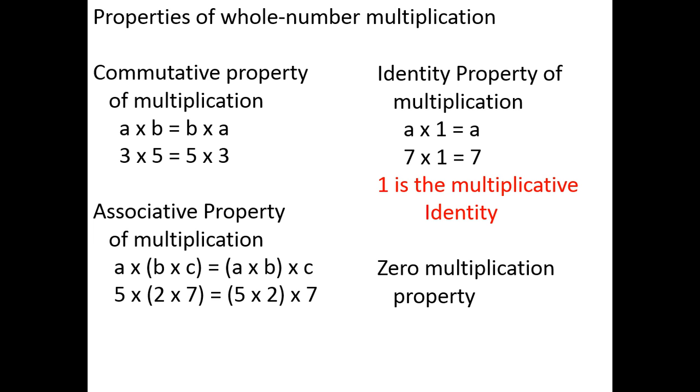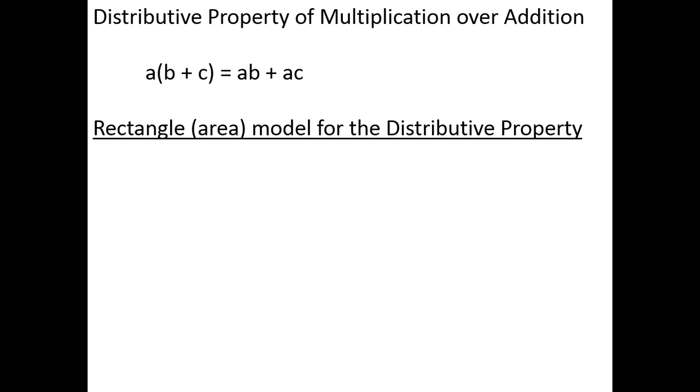And then there's a property that's unique to multiplication, which is the zero multiplication property. The zero multiplication property simply says you can multiply any number times 0 and you'll get 0. The distributive property combines multiplication and addition, and its actual name is the distributive property of multiplication over addition. This is a property you are no doubt really familiar with in algebra, but you may not be familiar with how to show the distributive property using a model.